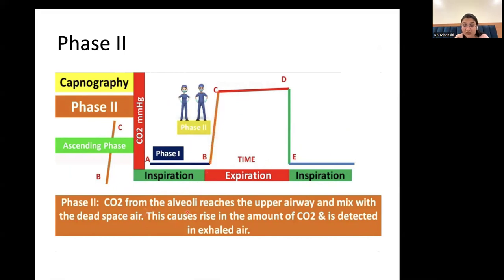Phase 2, here, this is known as my ascending phase. Ascending phase because CO2 from the alveoli reaches the upper airway and mixes with the dead space air. This causes rise in the amount of CO2 and is detected in exhaled air.